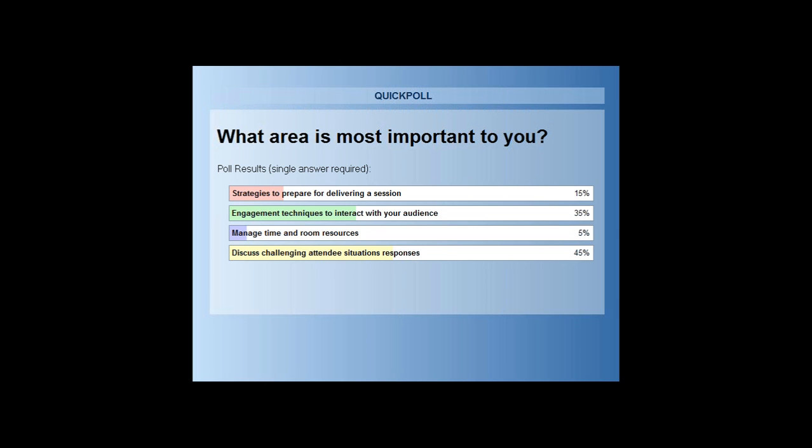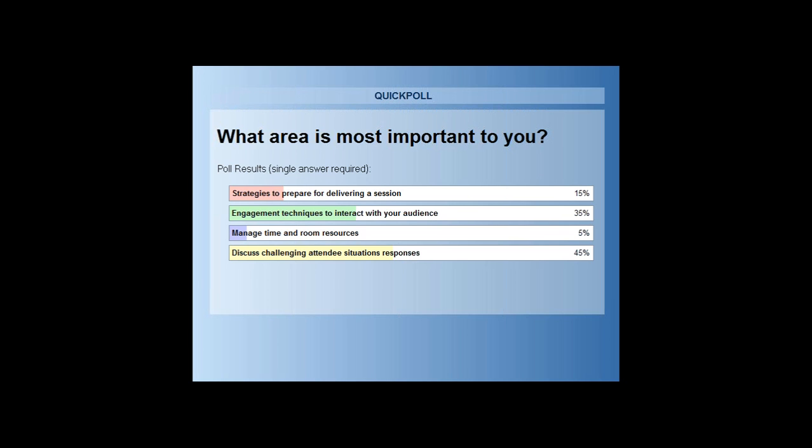Okay, why don't you go ahead and close that? Almost everyone has, oh, you already did that, thanks. You're ahead of me, Scott. So it looks like about half of us want to spend some time discussing those challenging situations, so we'll try to get to that as quickly as possible. A good section of us want to talk about engagement techniques. That's a big part of the session too. And we'll also focus a little bit on strategies to prepare for delivering and the time management things, which are important as well.